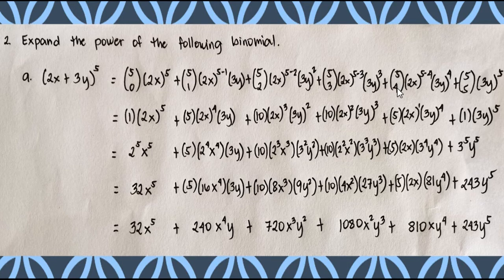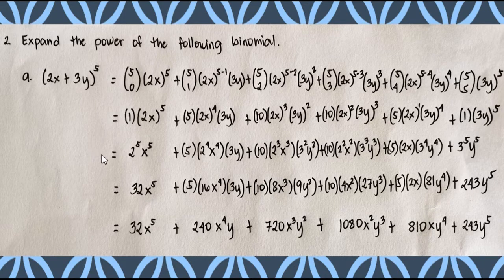5 taken 4 at a time, that is equal to 5. Then 5 minus 4, so 2x ang power niya, 1 na lang. You can write 1 or pwede ra pod wala. Pasabot na siya nga 1 ang exponent. Then, 3y copy to the power of 4. Plus, 5 taken 5 at a time, that is equal to 1. Then, copy. 3y quantity to the power of 5.